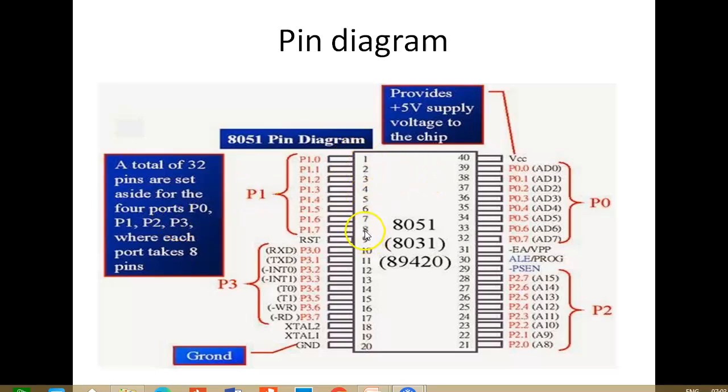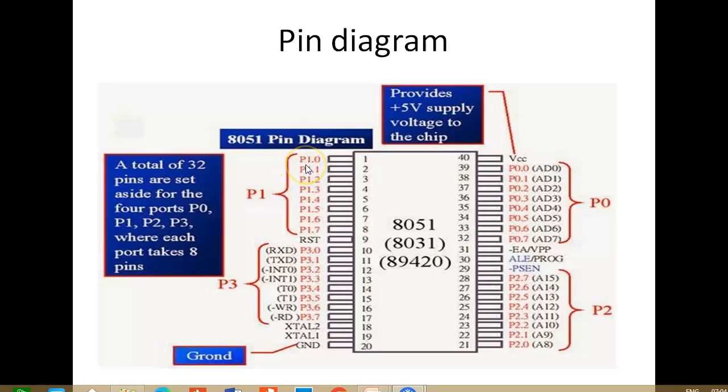Pin number 1 to 8 is port 1, and pin number 10 to 17 is port 3. Pin number 39 to 32 is port 0, and 21 to 28 is port 2. So there are 4 ports, each port having 8 pins. If we look at the port pins P1.0 and so on, we can use the P1 port and configure it individually, pin-wise.